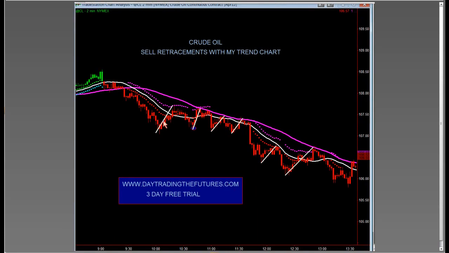If you're a crude oil trader, this is my trend indicator. It turns green to red. If we get below both moving averages, we have a hard push to the downside. Obviously, you can see we never, ever went above my magenta MA, telling you we're in a hard move down.